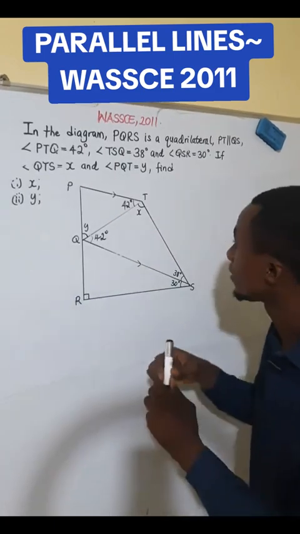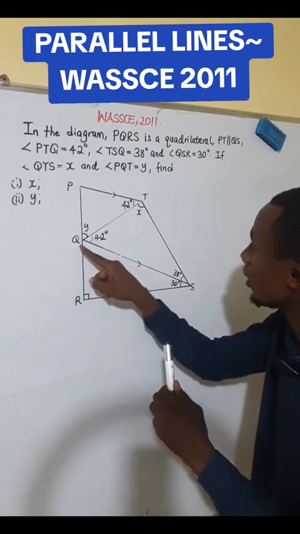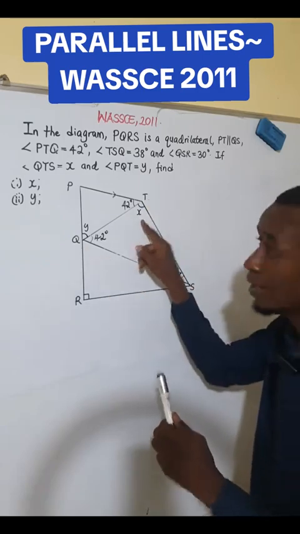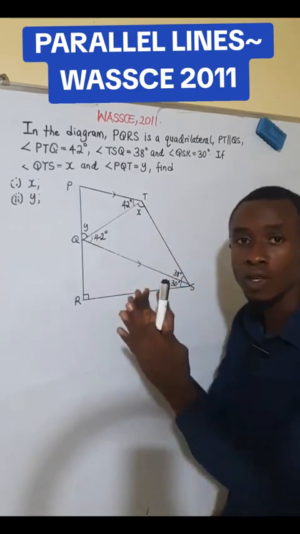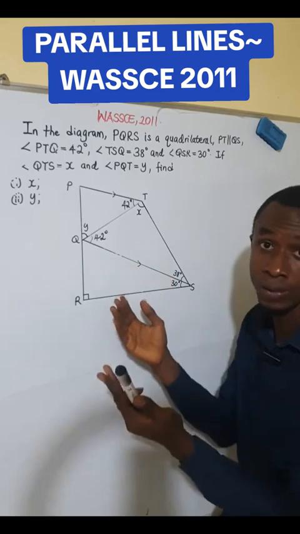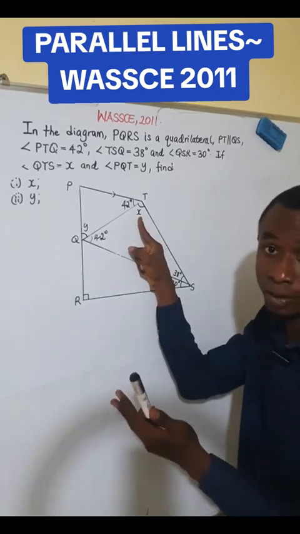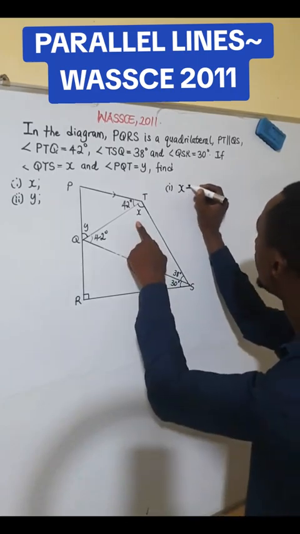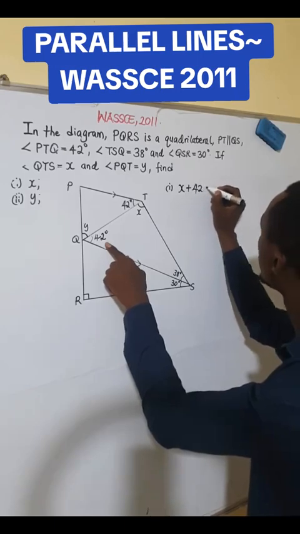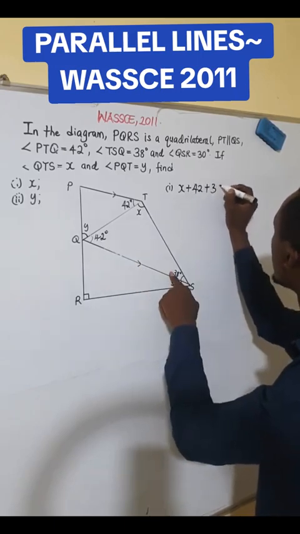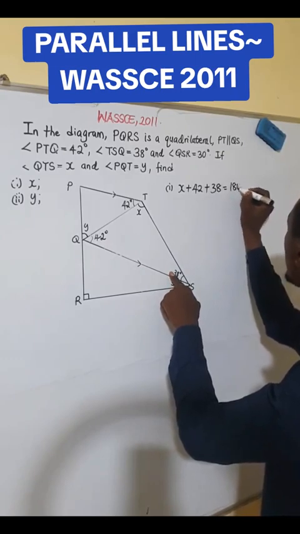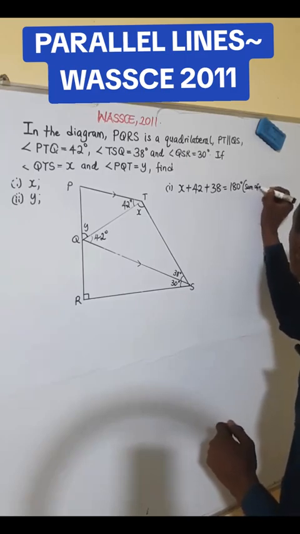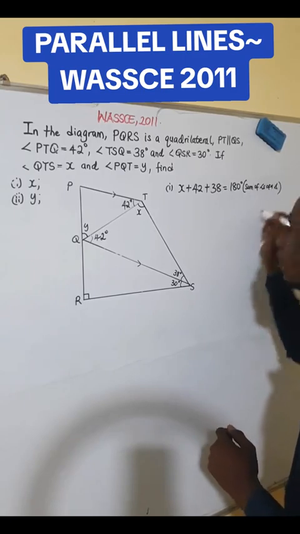So to get the value of x now, we consider triangle QTS. Because in triangle QTS, the angle there is x, and it is a triangle. And we remember the sum of angles of a triangle is equal to 180 degrees. So that will help us to get the value of x. So to get our x for Roman 1, we say our x angle plus this other angle which is 42 degrees plus this other angle which is 38 degrees, all this is equal to 180 degrees. Why? Because of the sum of angles of a triangle.